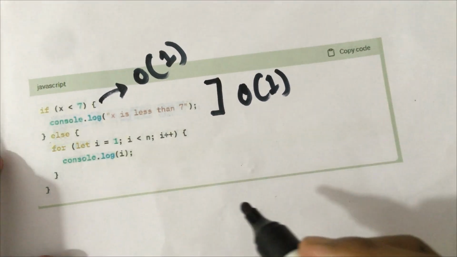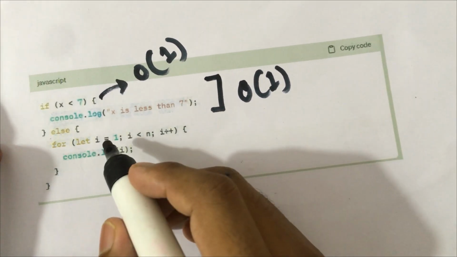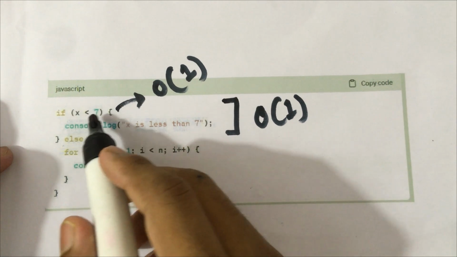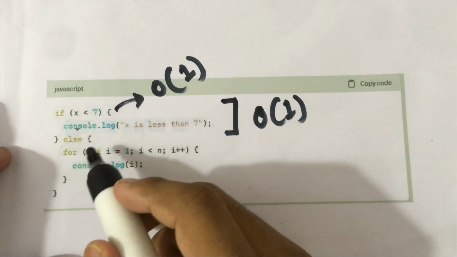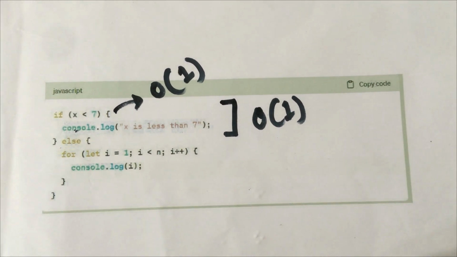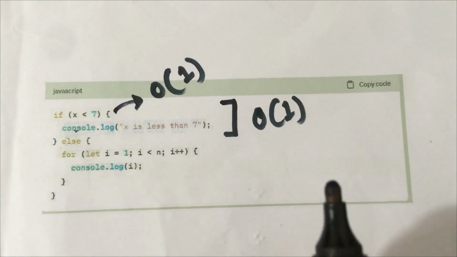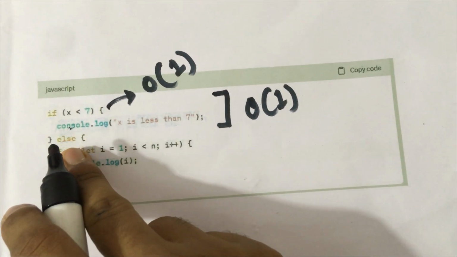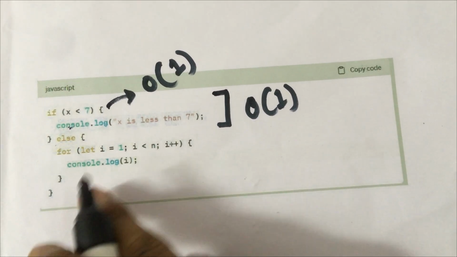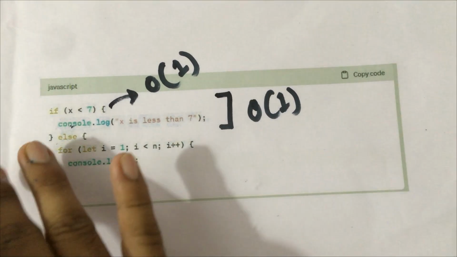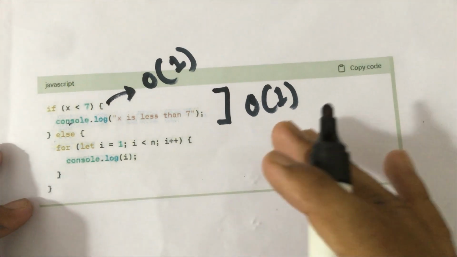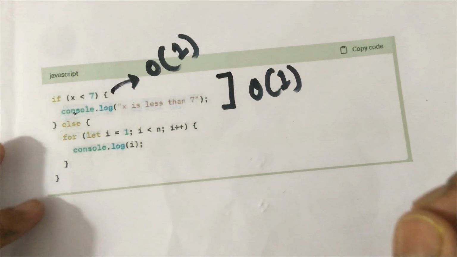Now the else part would only execute if, let's say, x is bigger than 7. In that case else will execute. The point I'm trying to make is that the worst case situation would be that the else statement executes. So we have two cases: either the if statement will execute, or the else statement will execute. We'll take the worst case that can happen.